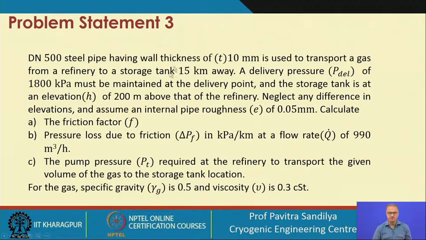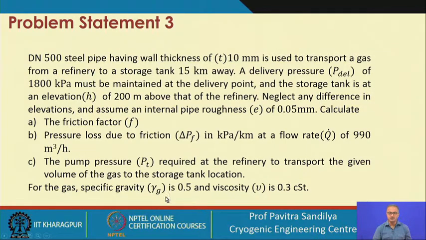We assume the internal pipe roughness to be 0.05, and based on this information we have been asked to find the friction factor, the friction loss per kilometer of the pipe length at a flow rate of 990 cubic meters per hour, and we have to find the pump pressure required to transport this gas. And as I told you, we have to find the total pressure drop in the pipeline to decide the pump pressure.